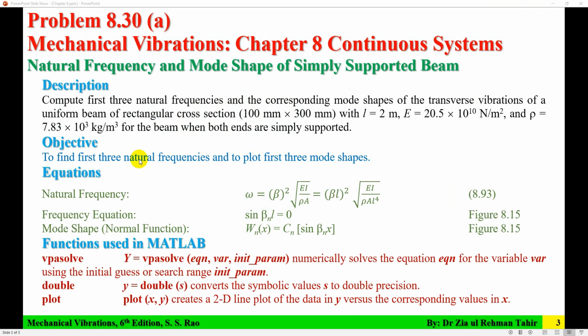Now the next step, the first objective, is to find the first three natural frequencies. For these we now have the three values of beta L, and we need E, I, rho, A, and L. Most of the values are here. I is bd cubed over 12, and A is length into width. Now I am going to solve that one. First we need to get the beam details or beam properties, and then further find the natural frequency.